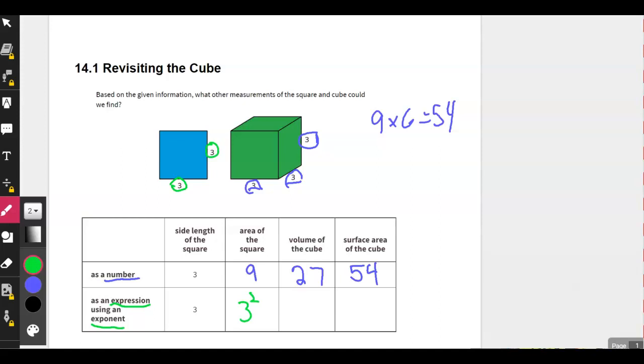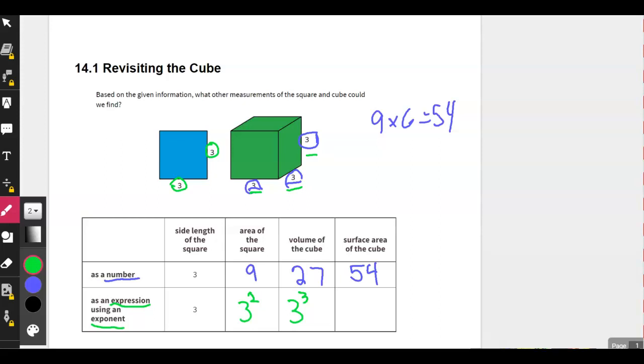Well, how did we find the volume of this cube? Like we talked about earlier, we multiplied 3 times 3 times 3. What would that be if we write it as an expression using an exponent? 3 to the third power.